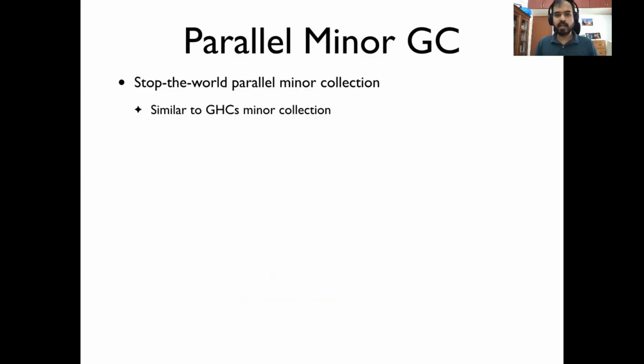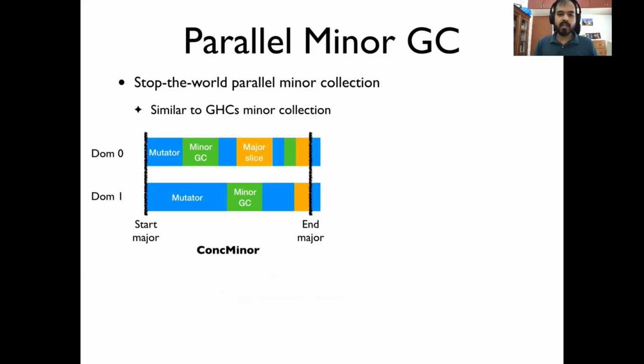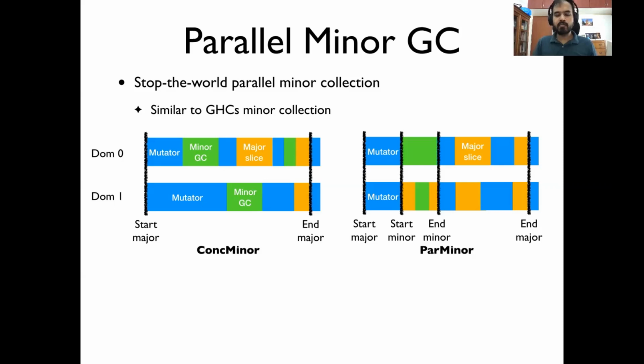So in order to get around this, we also implement a parallel minor collector, which does stop-the-world parallel minor collection, similar to GHC's minor collection. This shows a timeline of the concurrent minor collector, where we have two domains and the minor collections here can overlap with whatever activity is being done on the other domains. In particular, we need a barrier once per major cycle. Whereas in the parallel minor collector, we need two barriers for every minor collection in order to indicate the start and end. And these minor collections are very frequent.